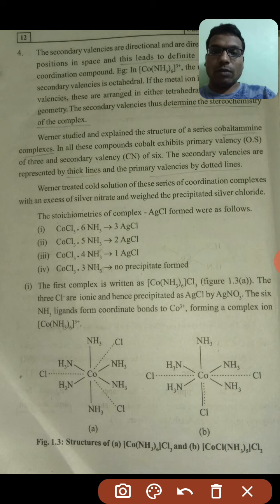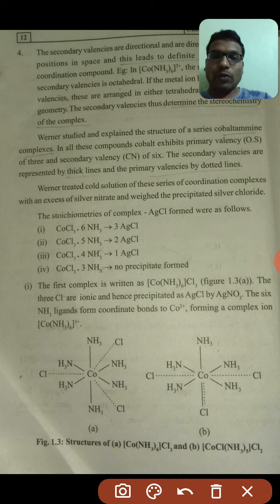Then the IUPAC name of this compound, which I think we just discussed in the previous class, is hexaamminecobalt(III) chloride. Yes or not? This is the IUPAC name of this compound. Generally, on ionization, the complex part comes under positive and the 3Cl minus comes under negative.